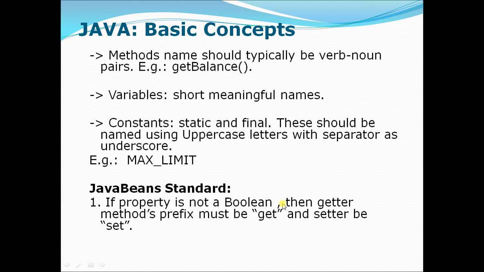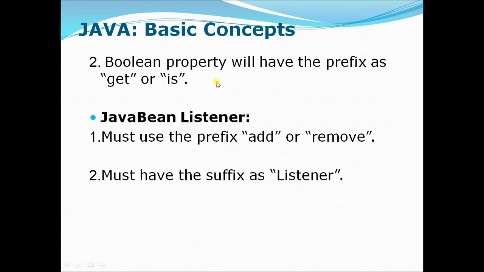If a property is not a boolean, then the getters and setters will have get and set as prefix. And if it is a boolean, then you can have is or get, both will be there. Why get and set, we will study in encapsulation. Encapsulation is one of the mechanisms which we will study, and that time it will be more clear.